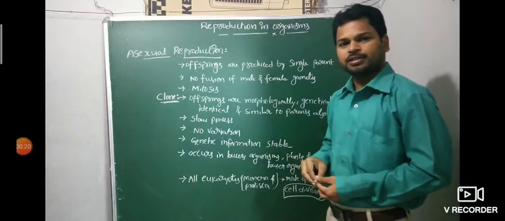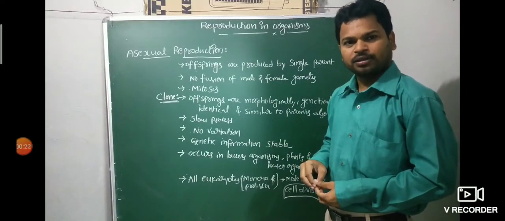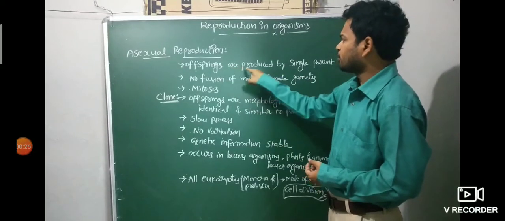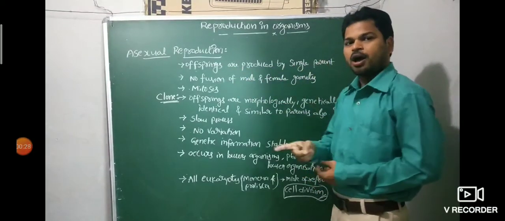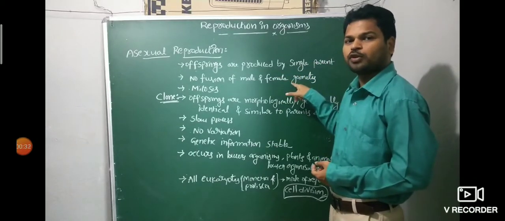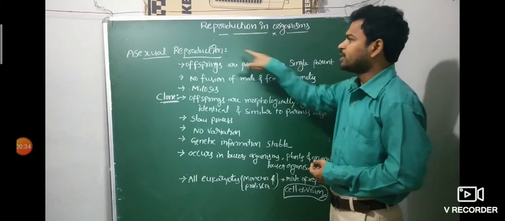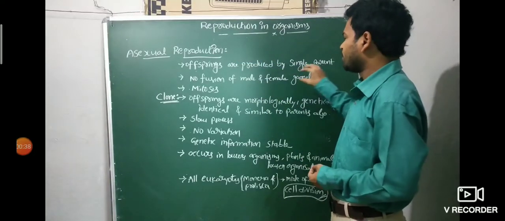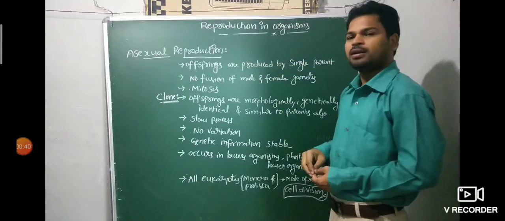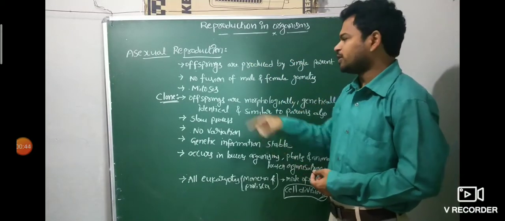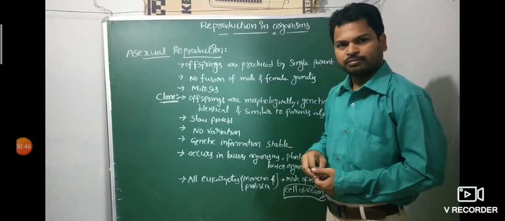Asexual reproduction means no involvement of the male and female gametes. Offsprings are produced by a single parent. Offsprings produced by a single parent without the fusion of male and female gametes is called asexual reproduction. No fusion of male and female gametes is there. Then for production of offspring, the division involved is mitosis.